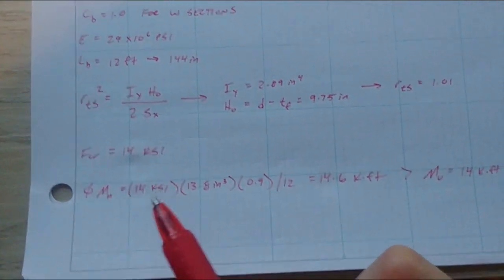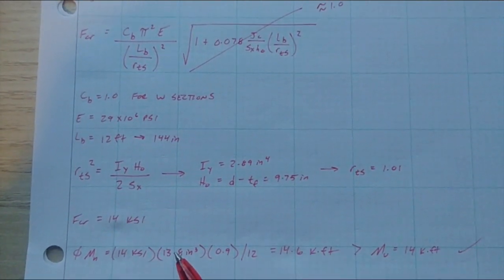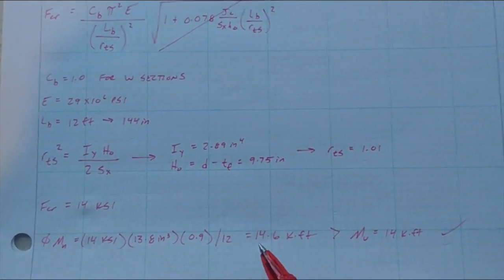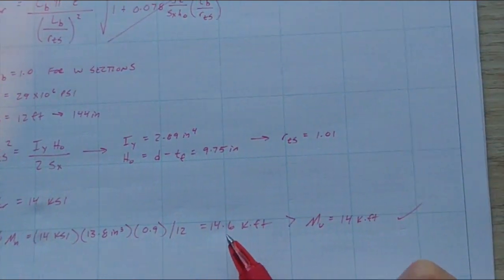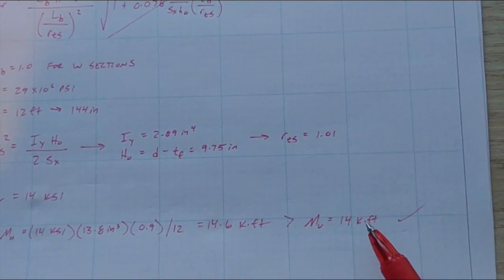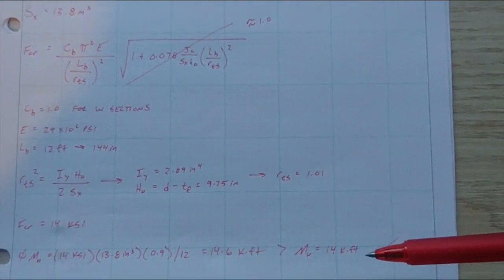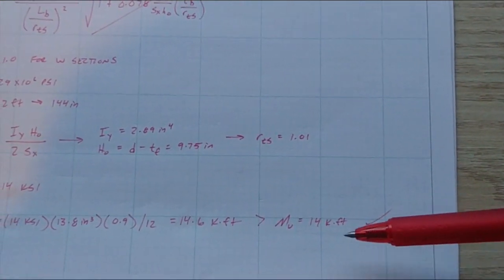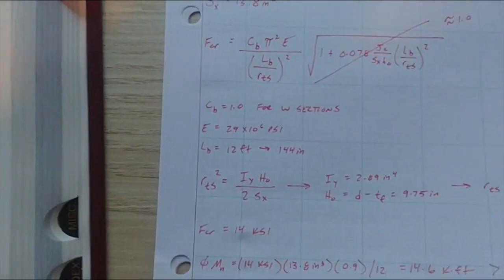That means everything plugged in here. FCR equals 14 KSI. Phi MN equals FCR times SX times phi of 0.9 divided by 12 to get you 14.6 kip feet. The 12 just gets you from kip inch to kip feet. We know that that is greater than MU of 14 kip feet. So we're good. See how much it reduced from your yielding scenario? Yielding scenario of 60 kip feet to your lateral torsional buckling scenario of 14.6 kip feet. So there's your big difference there.